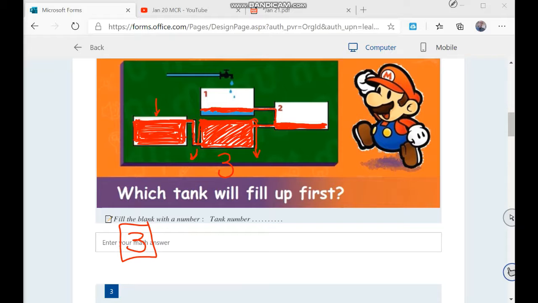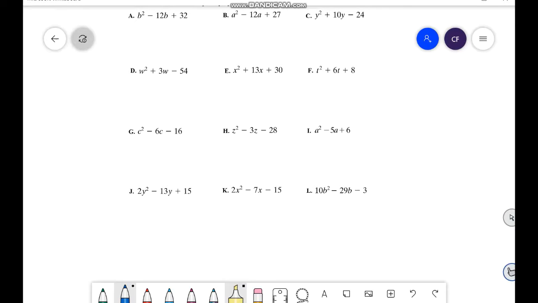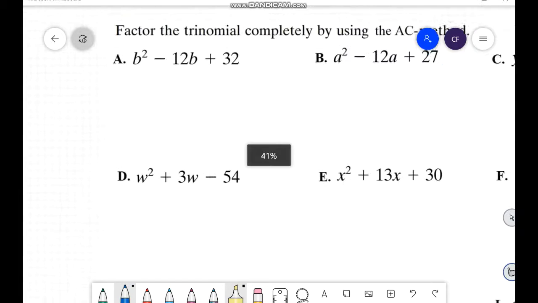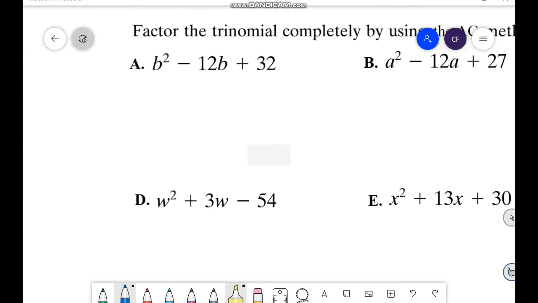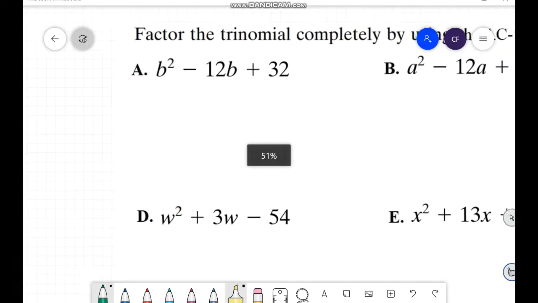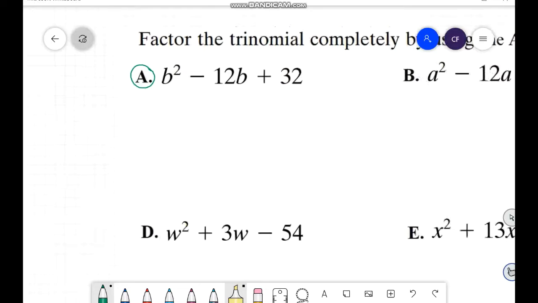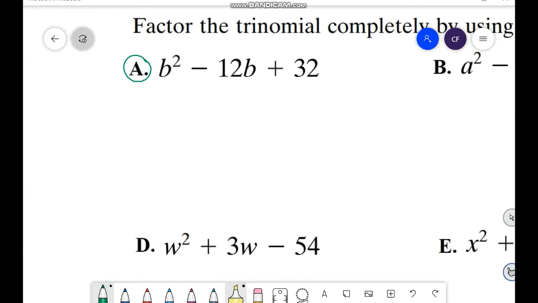Let's move to the quiz now. All right, the quiz today is a bit tricky because we have to guess some numbers, and this is the part that you might find hard, and I totally understand. I totally agree with you. Let's try letter A, okay? And remember, the first thing you have to do is identify A and C. A here is 1, right? A is 1. C is 32. That means A times C equals 1 times 32, just 32.